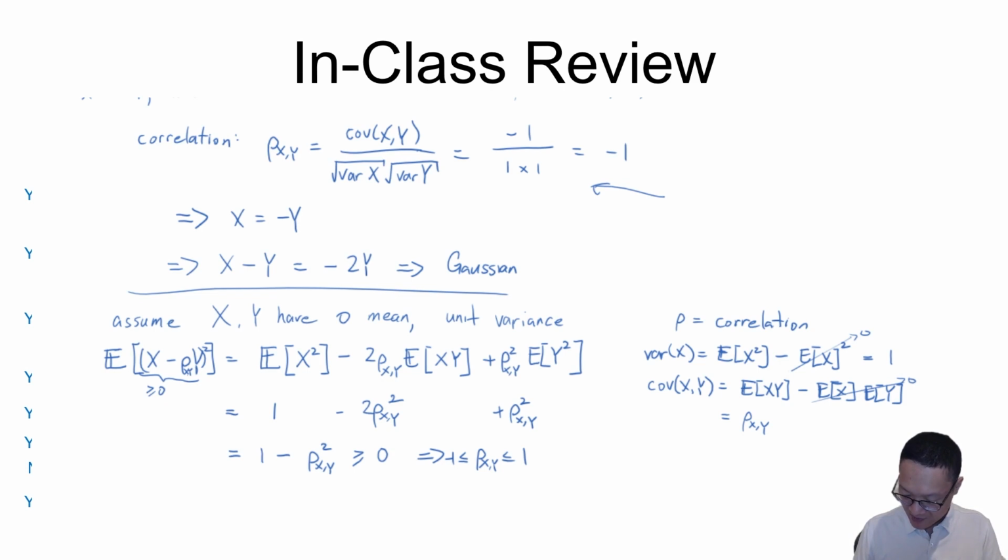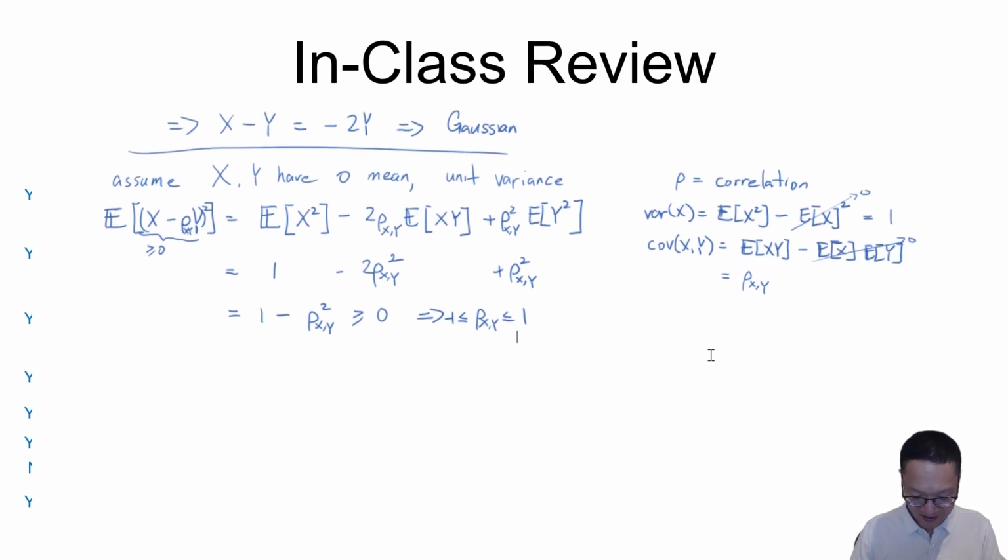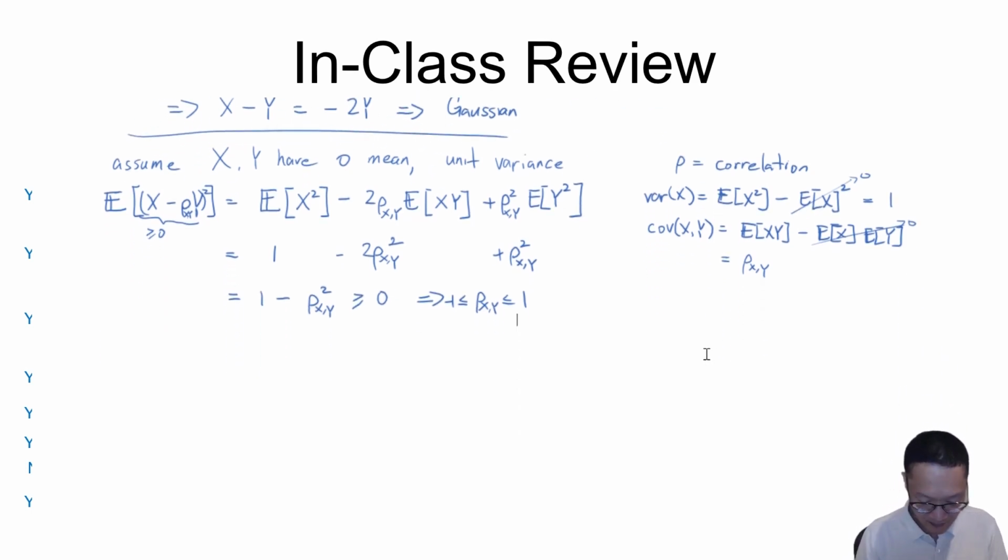Okay, so now one more step and we can show the result we want. What happens if rho of x, y equals minus 1, which is what we had in our previous example?